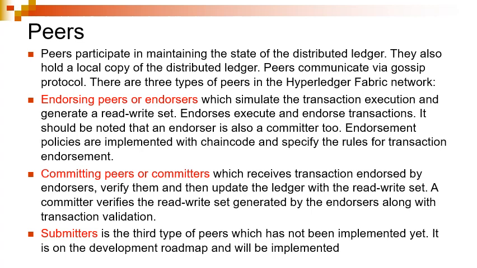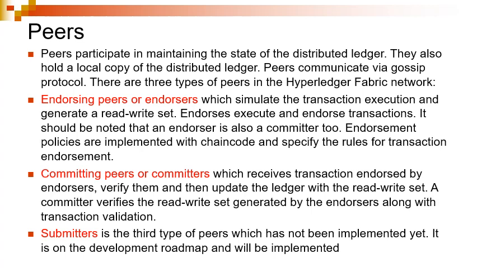The first type of peer is the endorsing peer, or endorsers, which simulate the transaction execution and generate a read write set. Endorsers execute and endorse the transaction. It should be noted that an endorser is always also a committer too. Endorsement policies are implemented with chain code and specify the rules of transaction endorsement.